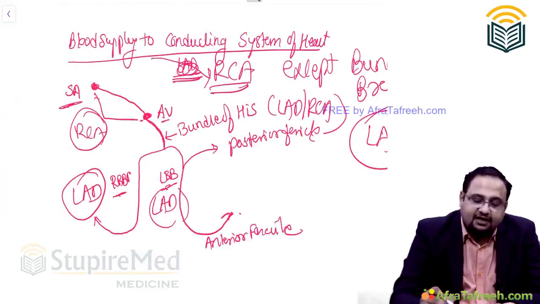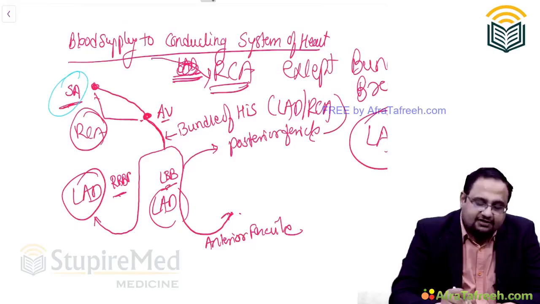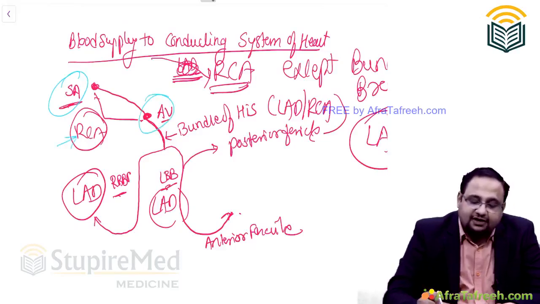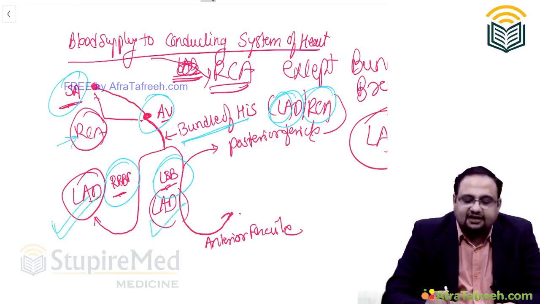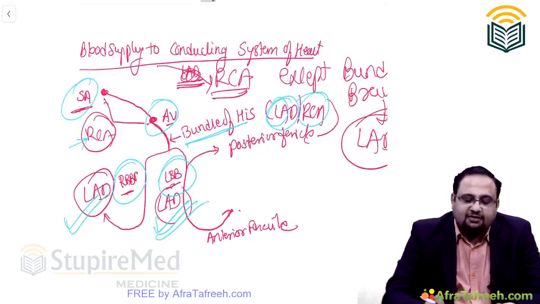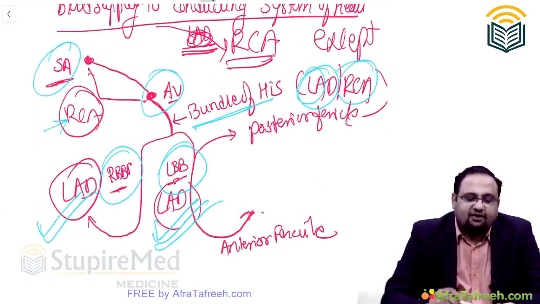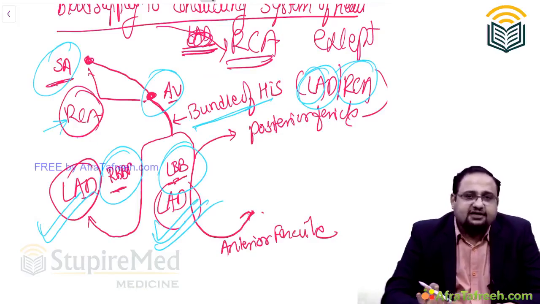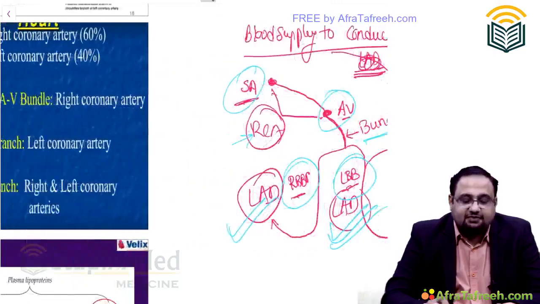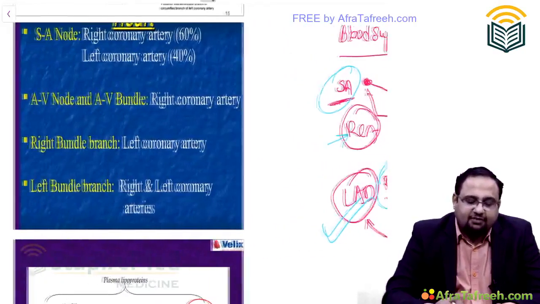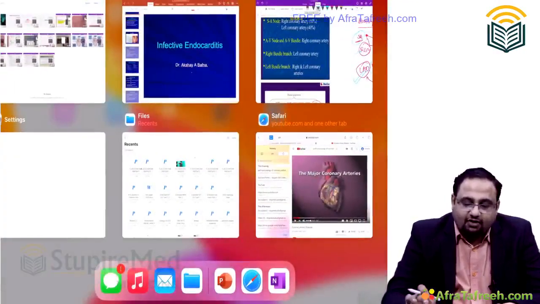So friends, again I repeat here: the SA node is supplied and the AV node is supplied by the right coronary artery. The bundle of His is supplied majorly by the LAD, but sometimes by the right coronary. The right bundle and left bundle are predominantly supplied by the left anterior descending artery. This is a very important one, you should remember that whenever the SA node gets blocked, think of right coronary artery blockage. Whenever you have a right bundle branch block, left anterior descending artery blockage is very highly suspected. So these are the things you should know, and we will study this in detail when we study the ECG part, friends.